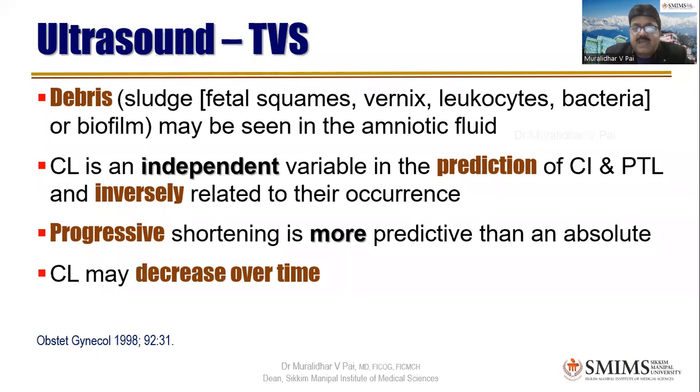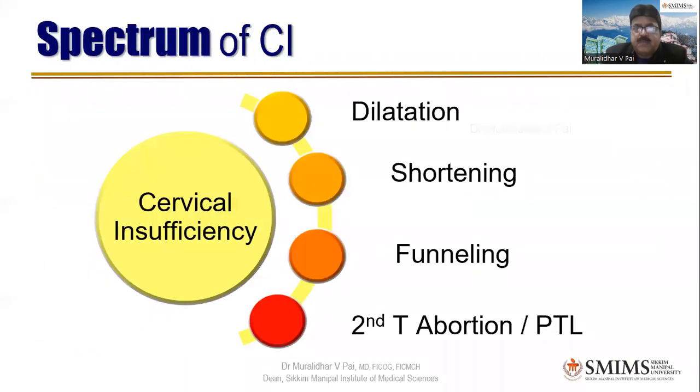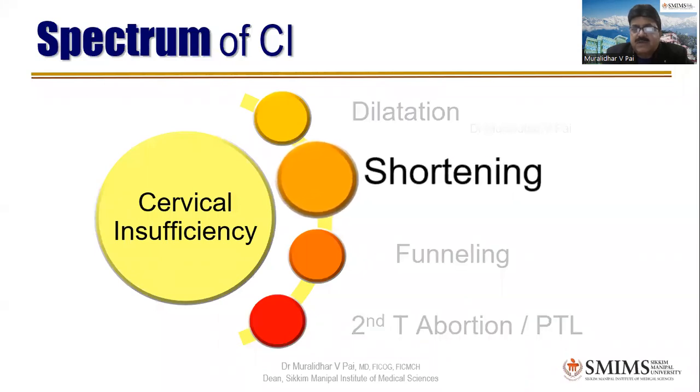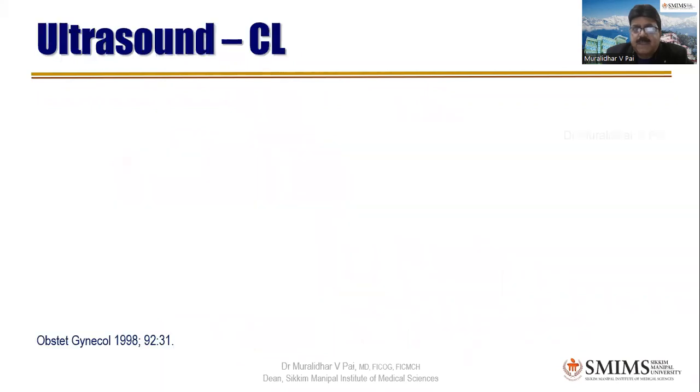Cervical length may decrease over time. That also you should see. Very, very rarely dynamic cervical decrease in length will happen as you are doing the ultrasound, but most of the time it is a very slow process. So that's where I'm going to, out of these 5 things, 4 things, that is dilatation, shortening, funneling, and second trimester abortion or preterm labor, I will now concentrate on shortening of the cervix.